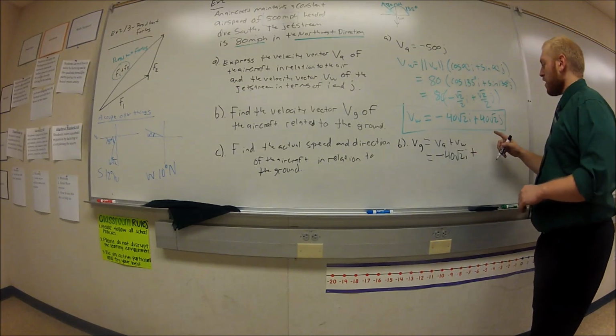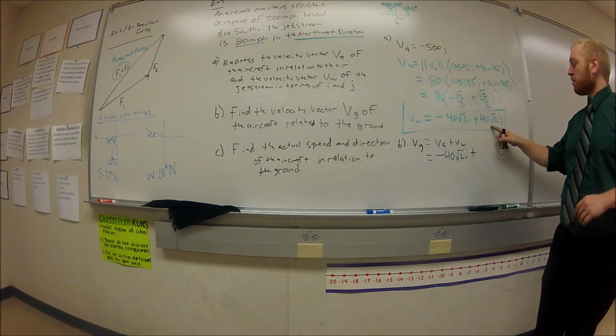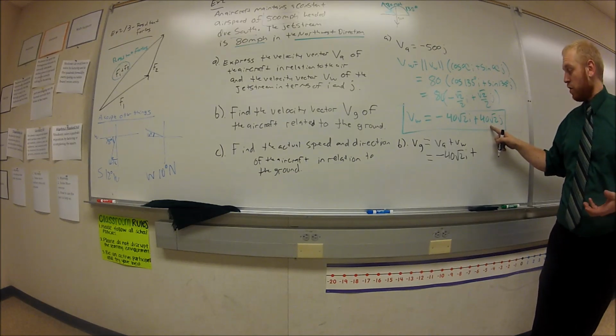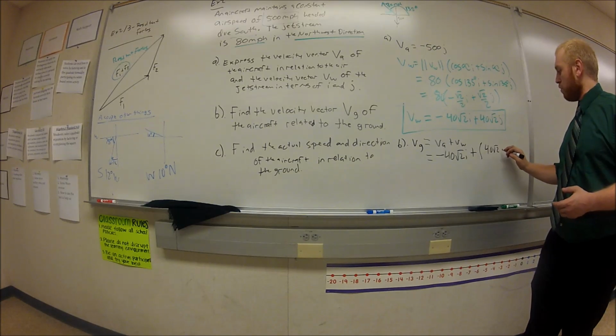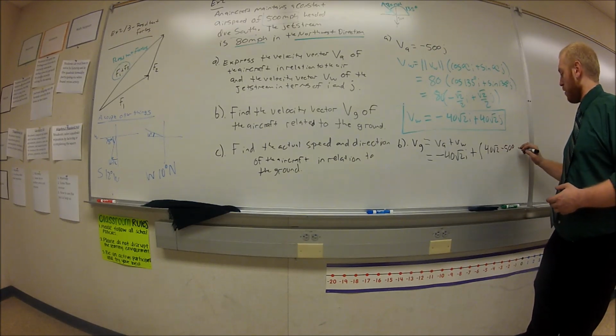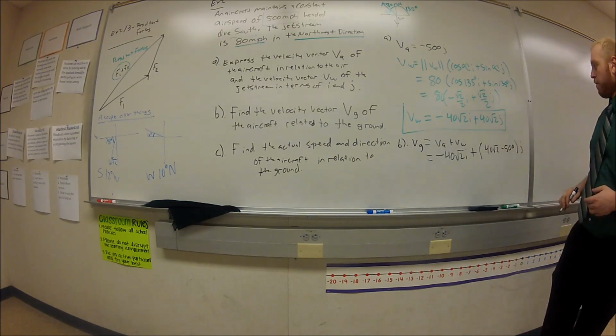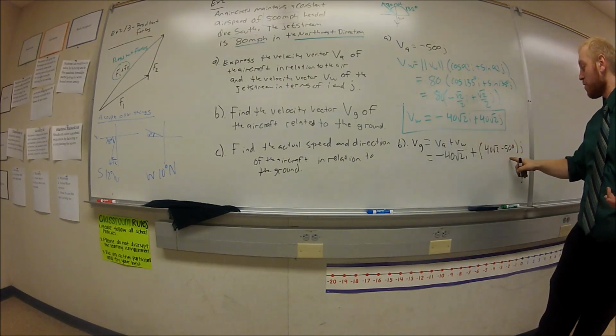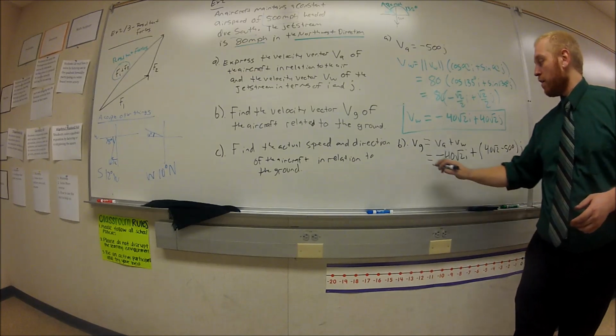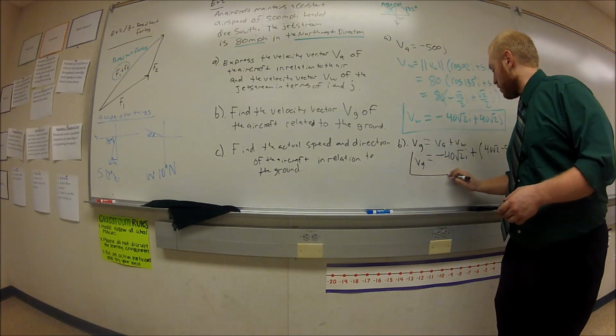plus, and then think about it. They both have j's, but they're not like terms, so put them in parentheses: 40 root 2 minus 500 j. Because 40 root 2 is positive, adding negative 500 is the same as just subtracting it. And that's the velocity vector with respect to the ground.